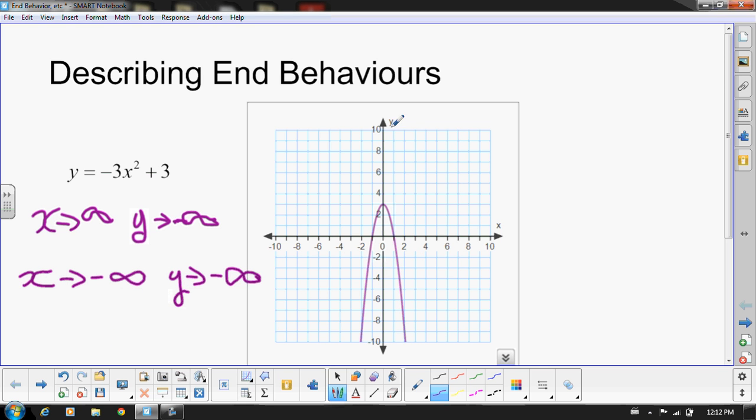Now if we were to state the domain, x is an element of the reals, there are no restrictions, but our range is going to be y is less than or equal to 3, because there are no values that are bigger. Alright, so let's look at our next example.